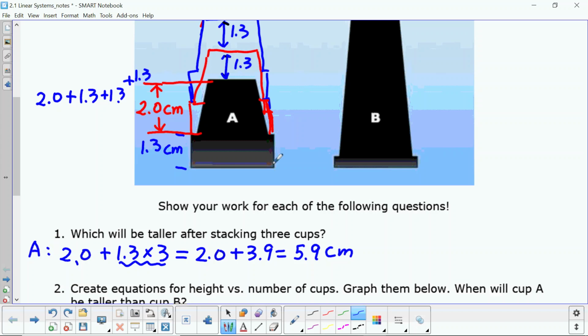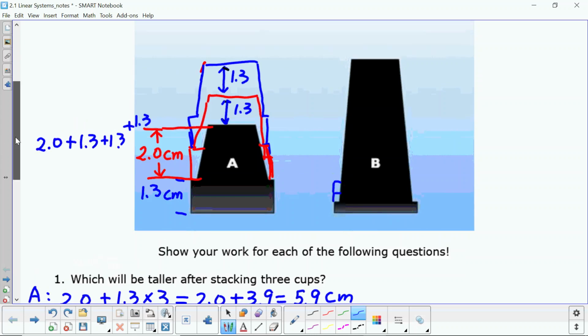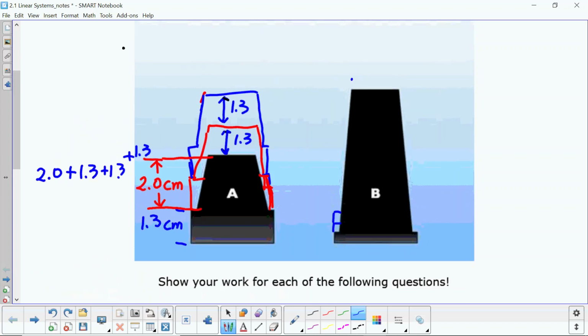Then we do the same thing for cup B. So for cup B, we are going to have another edge here, another edge here. Then from here, we'll keep adding 1, 2, okay? It will go up like this. So the total height will be from here to here. And we are going to measure the edge. That is going to be 0.4.